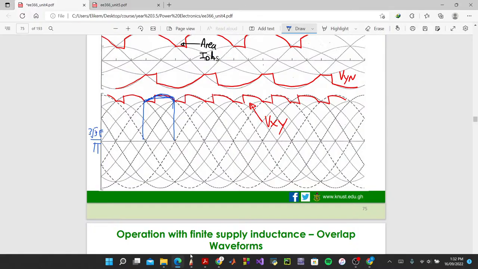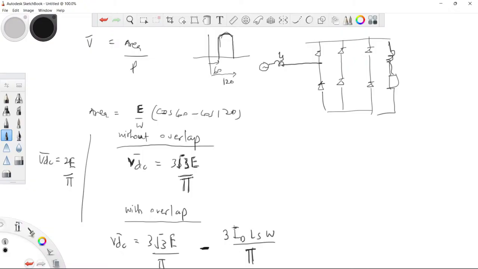But now, due to overlap, this area is lost here. So that area is what is accounted for, and this will become minus 3 Id Ls omega over pi. There is a derivation, but that's not what matters. It's not important. Let's just memorize the formula.